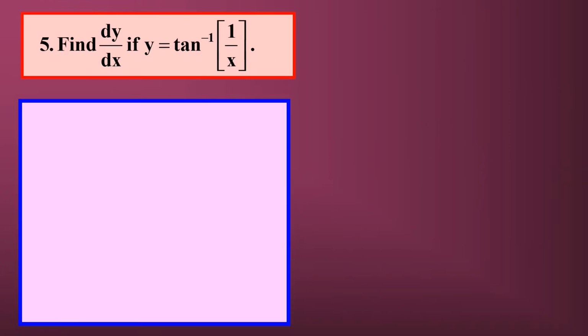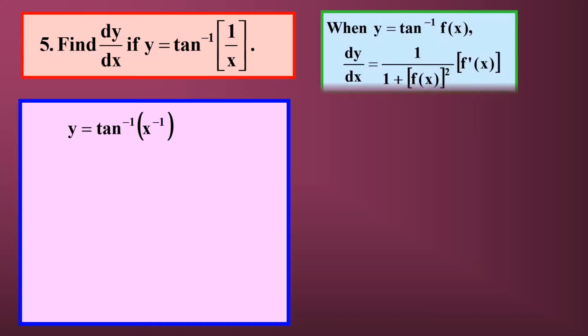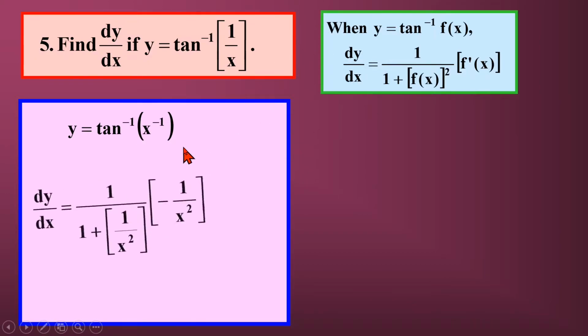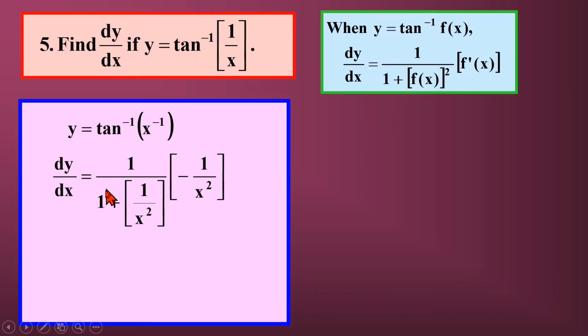How about this question? The formula I'm going to need here is the differentiation of inverse tangent. I have 1 over 1 plus f(x) squared. It's almost the same as the previous one without the square root. So I'm going to get 1 plus the function, which for this case is 1 over x, so I just copy it down.